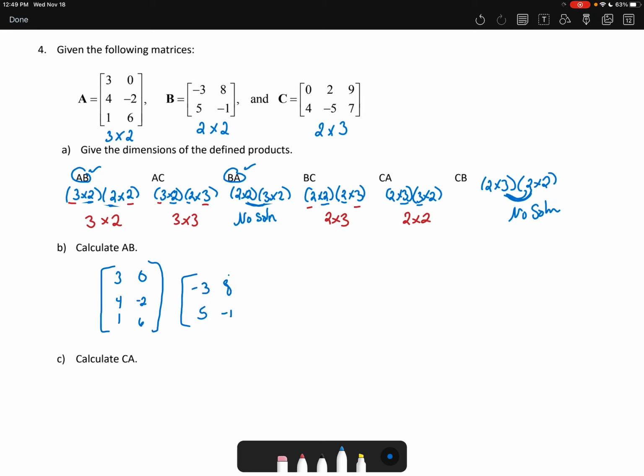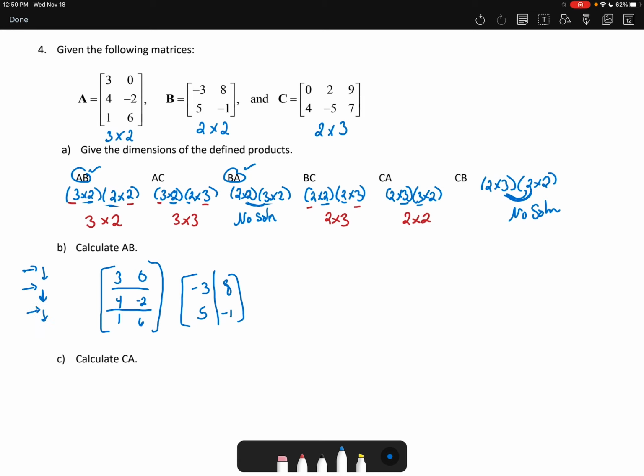This is the way I find the easiest to keep track of what you're doing, is to draw lines for the rows in the first matrix and draw a line separating the columns in the second matrix. Because what you're going to do is a process of row by column, row by column, row by column in order to get these final solutions.